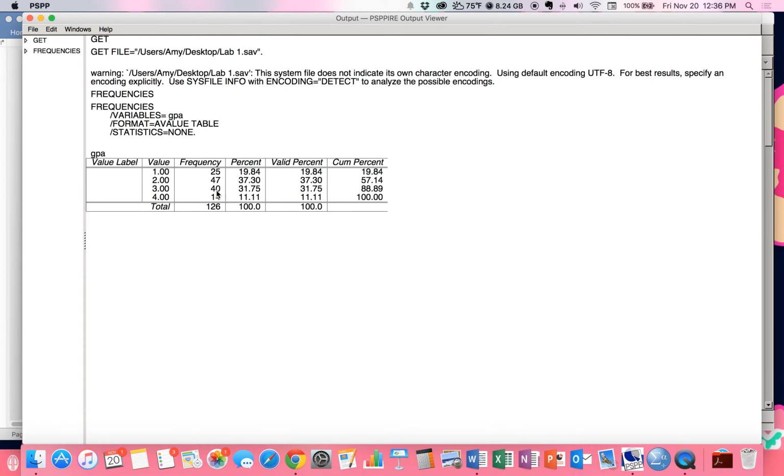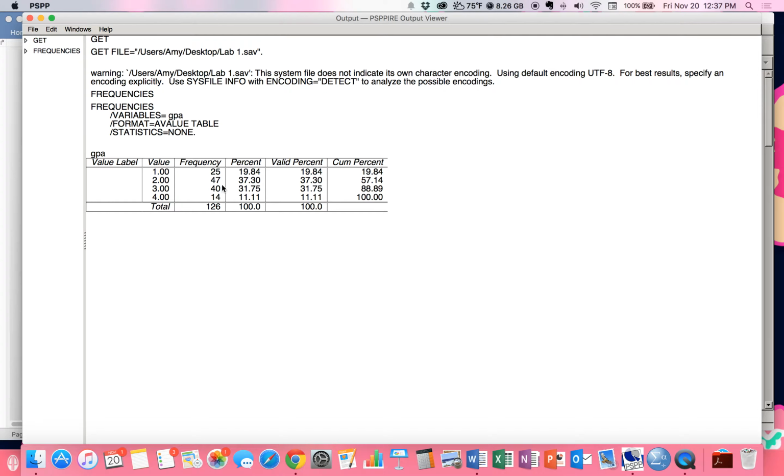So here, this is my frequency distribution table. For my variable of GPA, this tells me how many people in my data set have a 1.0, a 2.0, a 3.0, and a 4.0. So it tells me my frequency or my count, right? So 25 people have a 1.0, 47 people have a 2.0, 40 people have a 3.0, and 14 people have a 4.0, for a total sample size of 126. So we would say N equals 126.